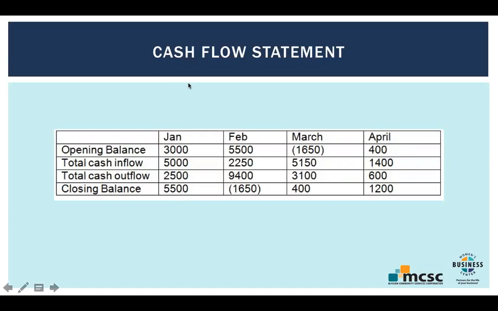It says, okay, either in a forecast or historical, what cash did we start with? What cash came in? What cash went out? And how much are we left with? And if you look at this, we can see in January, we started with 3,000, took in more cash than we had go out.